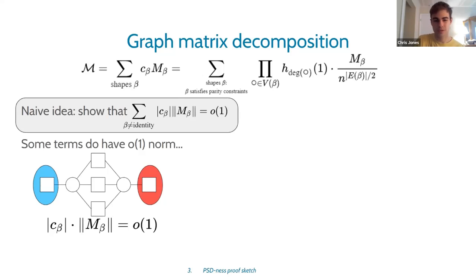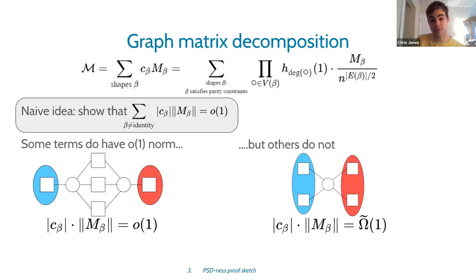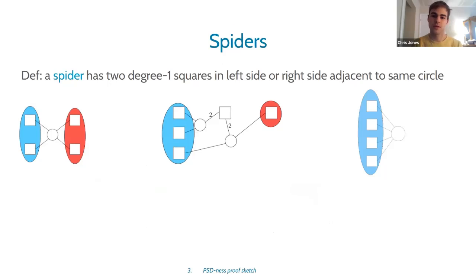Okay, this actually works for some shapes that appear in the decomposition. For example, using the graph matrix norm bounds on the previous slide, you can just show that this term contributes little o of 1. But other shapes that appear in the decomposition do not have little o of 1 norm, unfortunately. So let's try and understand what the shapes are that appear in the decomposition which have large norms.